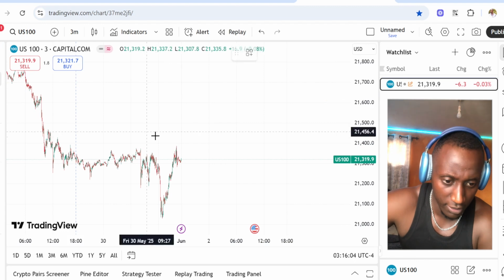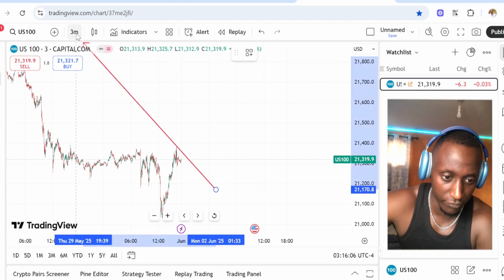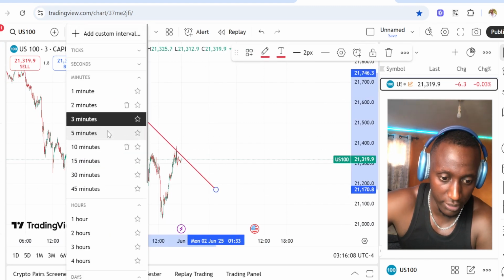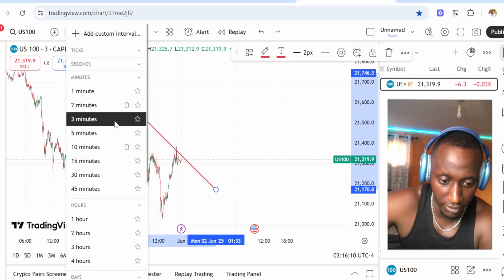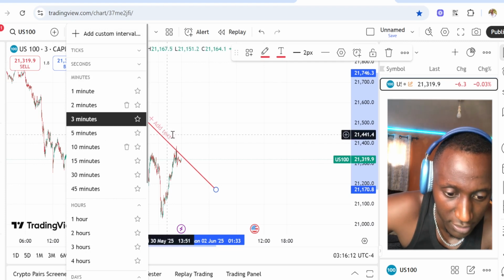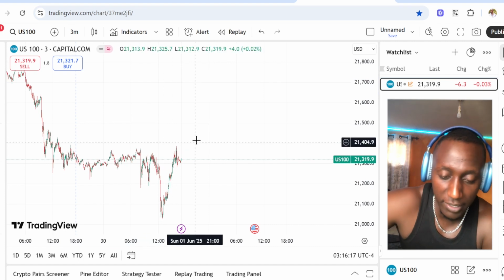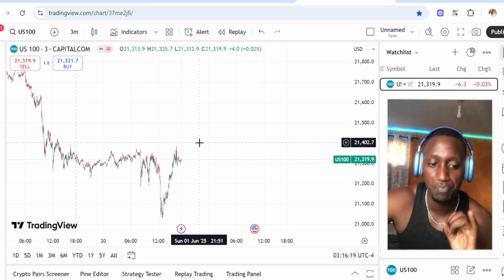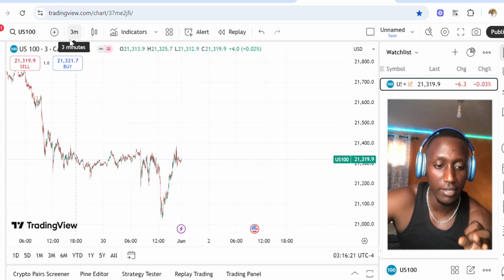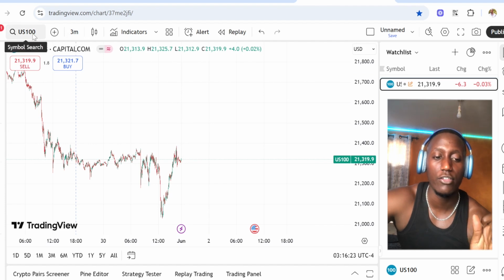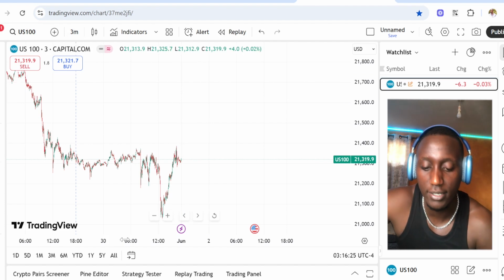Second thing is time frame. This is time frame here. Use the 3-minute time frame. If you don't have the 3-minute, use the 5-minute time frame. That is step number 2. Step number 3, you've come to the screen at the right time. You are using the 3-minute time frame or the 5-minute time frame. You are analyzing US 100.